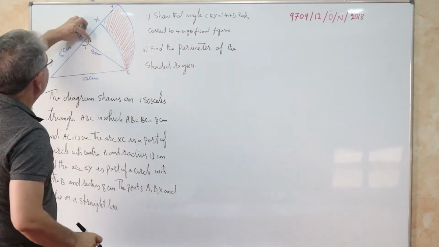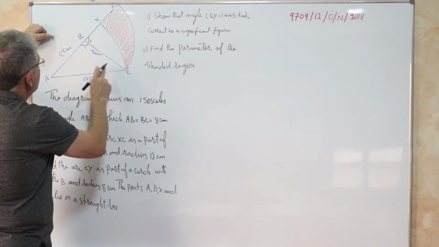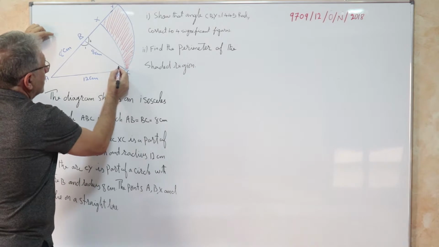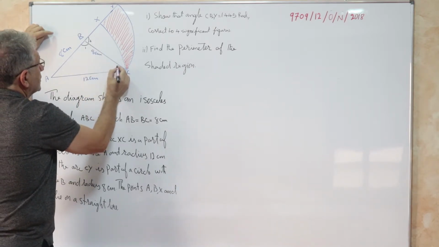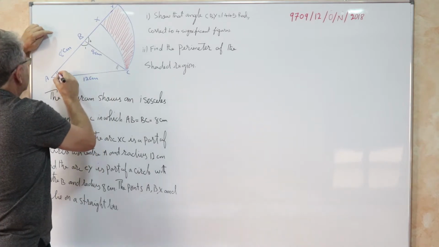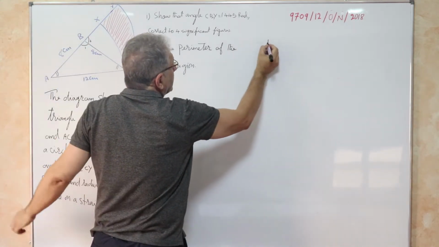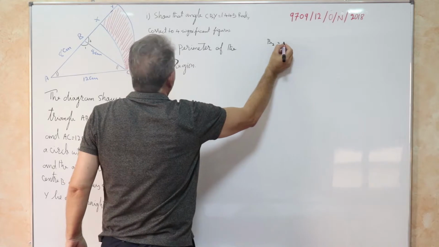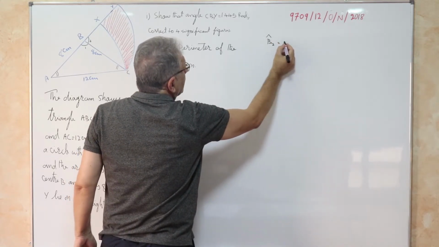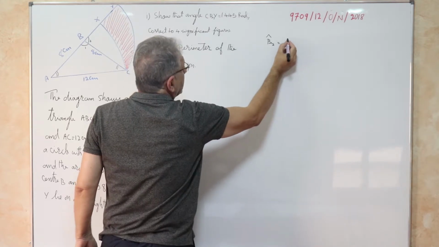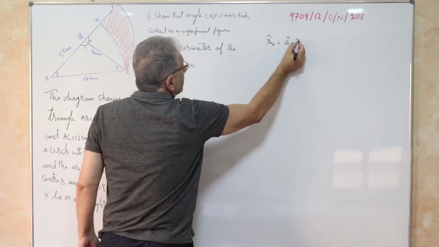Okay, we know that this angle is equal to the sum of these two angles. Because the triangle is isosceles, these two angles are the same. Therefore, this angle and this angle are the same. Therefore, we know that angle B2 is equal to angle A plus angle C.